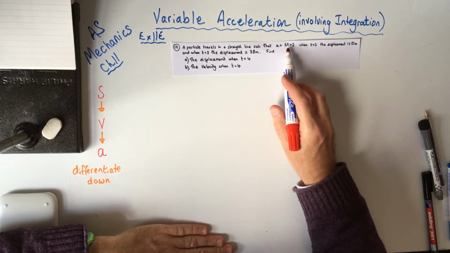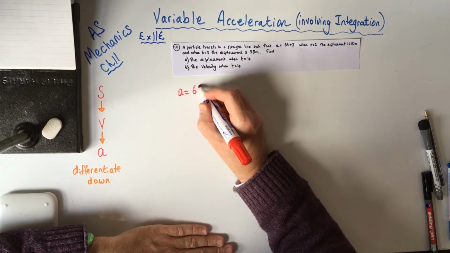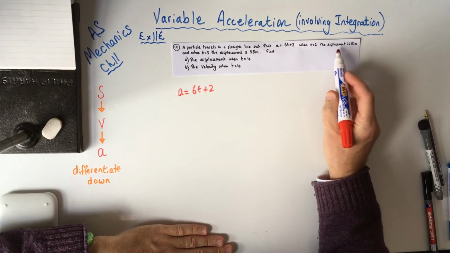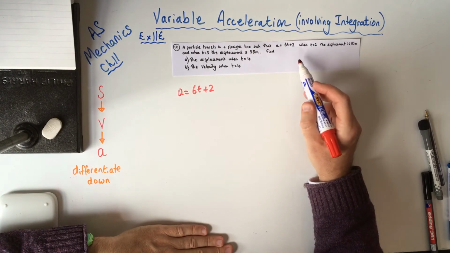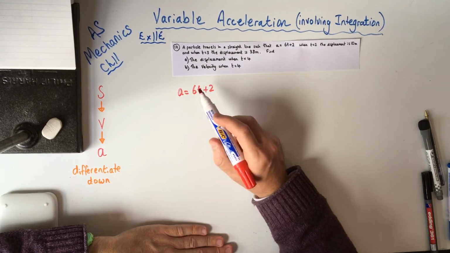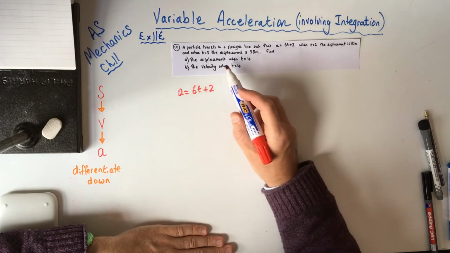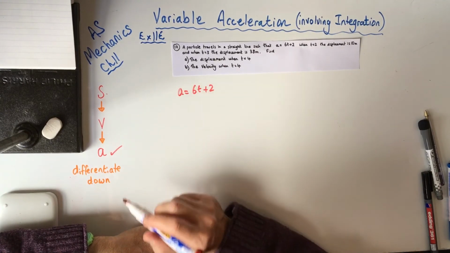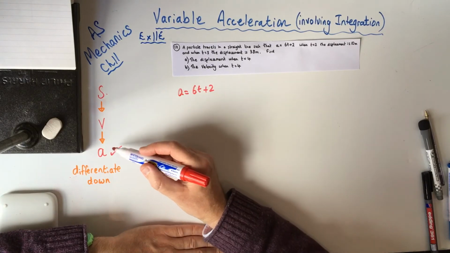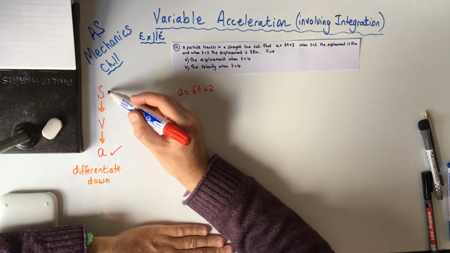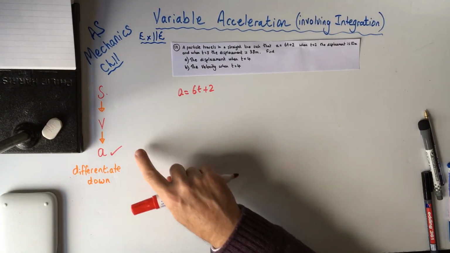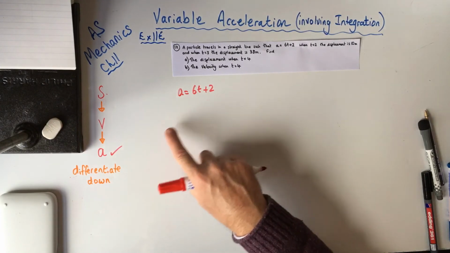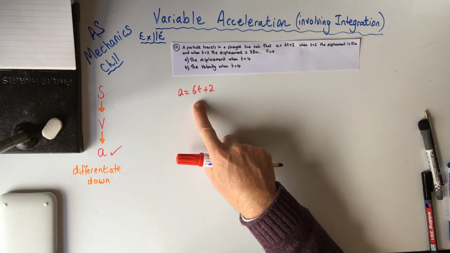A particle travels on a straight line such that the acceleration is 6t plus 2. And then it talks about the displacement, and it gives you 2 coordinates. Now, it's giving you 2 coordinates and it's asking for the displacement when t is 4. So we need a formula for the displacement s, and we've got a formula for acceleration. So that means we've got to actually integrate twice. We've got to move 2 steps up our ladder here. And every time we move up a step, of course, we've got to add on a constant.